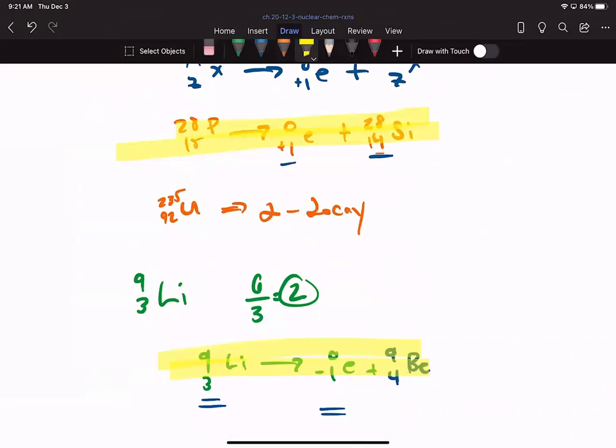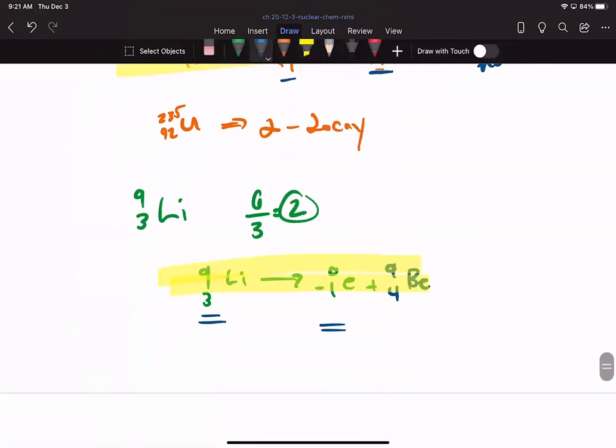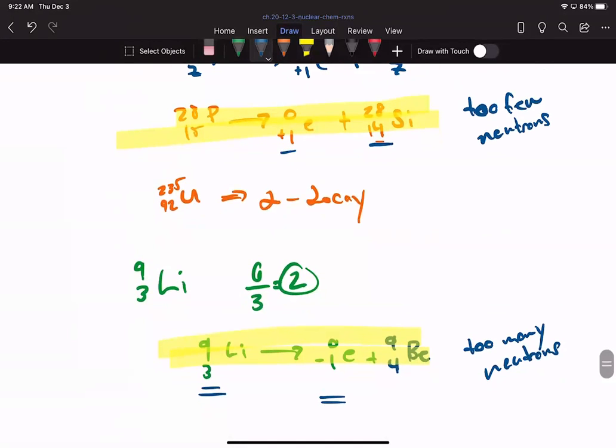So in a case like this, we have too few neutrons. And this one has too many neutrons. If we're doing electron emission, it's because we have too many neutrons. If we're doing positron emission, it's because we have too few neutrons.